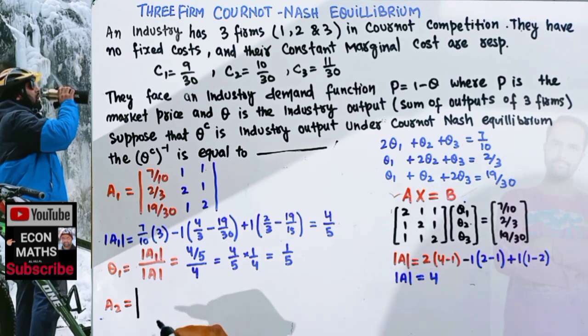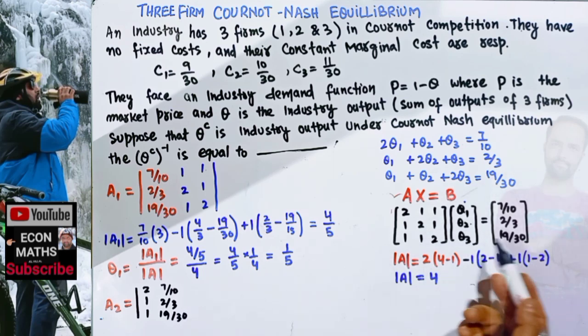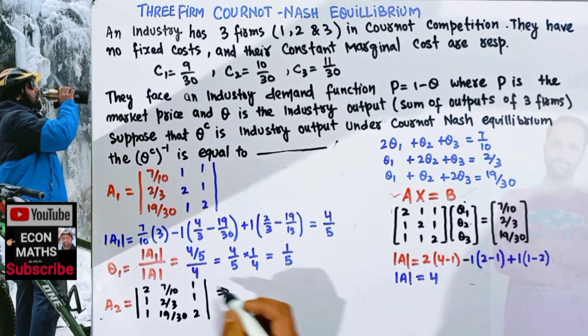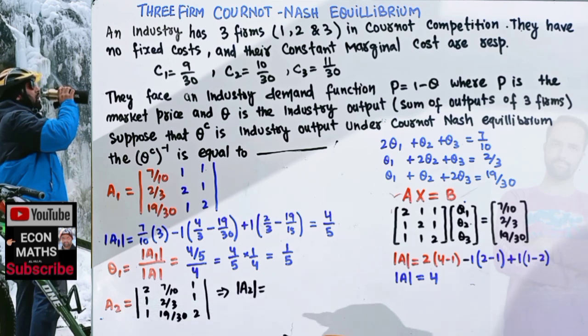That means our new matrix will be equal to 2, 1, 1. In place of 1, 2, 1, we have 7 upon 10, 7 upon 10, 2 upon 3, 2 upon 3. Then we have 1, 1, 2. Then we take its determinant in this fashion. That means we will get A2 will be equal to, I have solved it, I don't know if there is any shortcut to solve this question. So A2, when we take the determinant of this matrix, it comes out to be 2 upon 3.